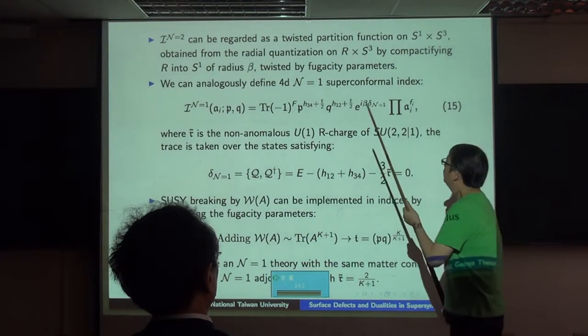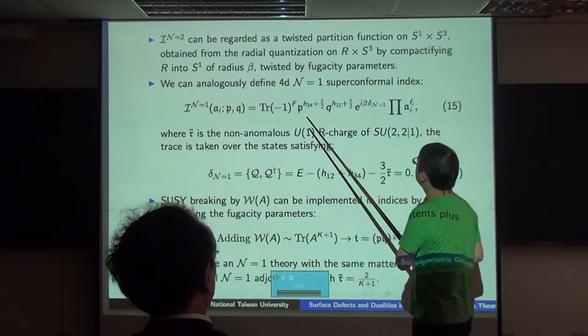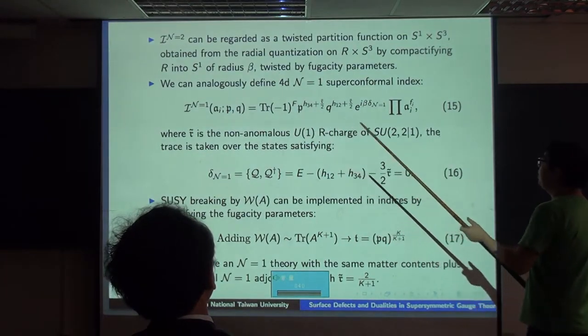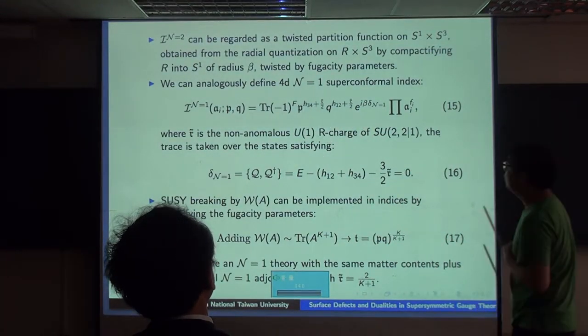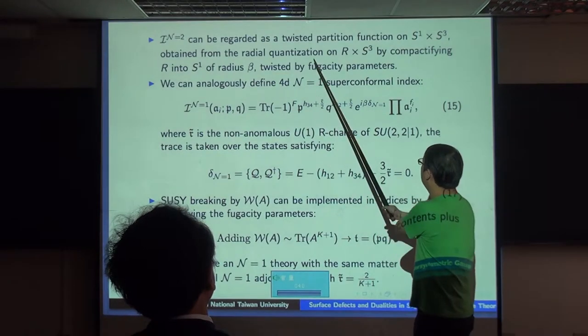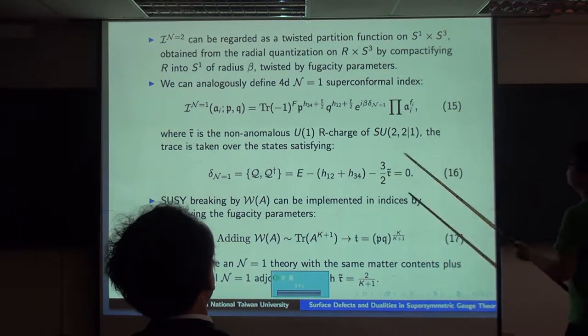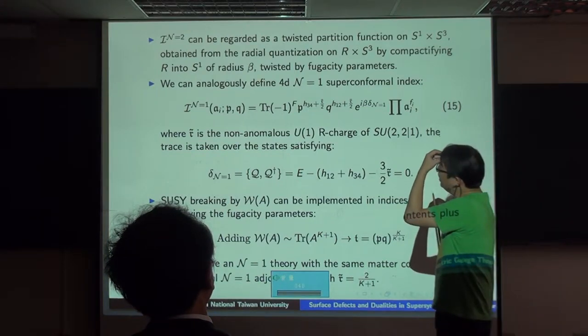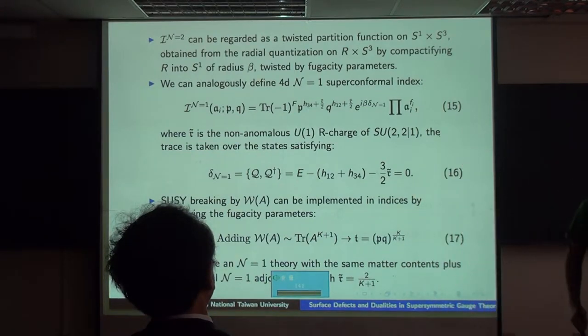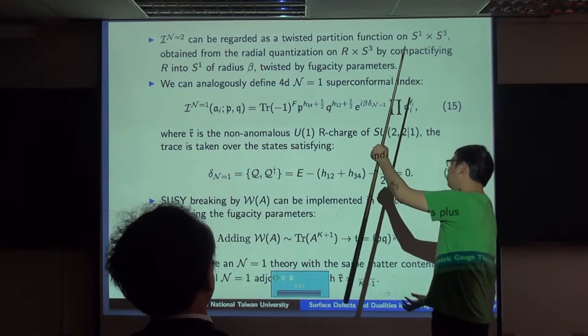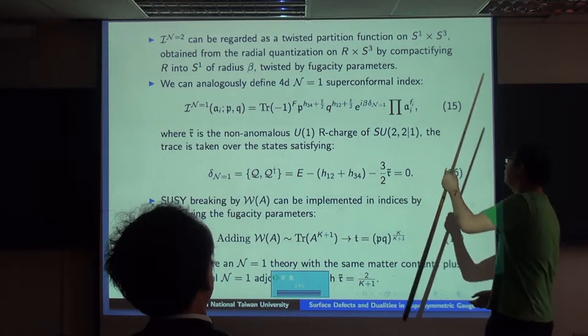Okay? But of course, this superconformal index can also be regarded as a kind of twisted partition function over S1 times S3. You can think about it like this: in two dimensions, you learn about radial quantization of a two-dimensional conformal field theory. You put it on a torus. Sorry, you put it on a cylinder.